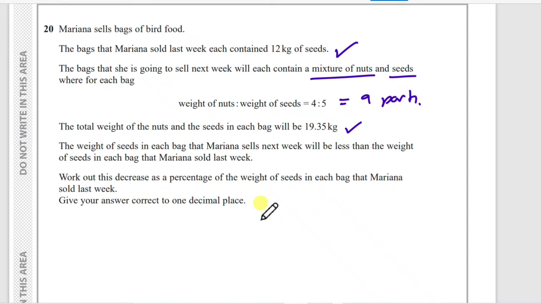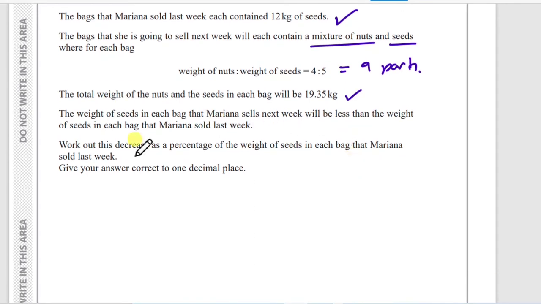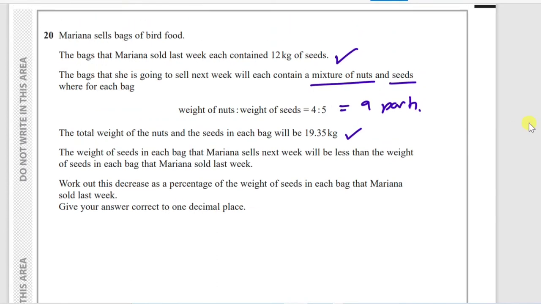Okay, got it. Now, the weight of seeds in each bag that Mariana sells next week will be less than the weight of seeds in each bag that Mariana sold last week. Okay, wow, that's a lot of info. Work out the decrease as a percentage of the weight of seeds in each bag that Mariana sold last week. Well, I can see why anyone gets tired of reading this. That is a lot of reading. Let's do it step by step here.